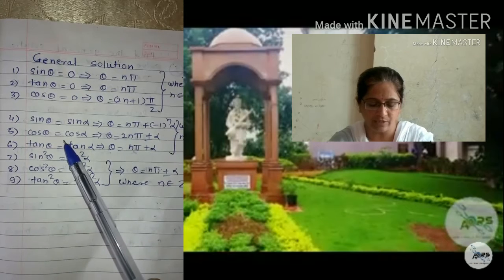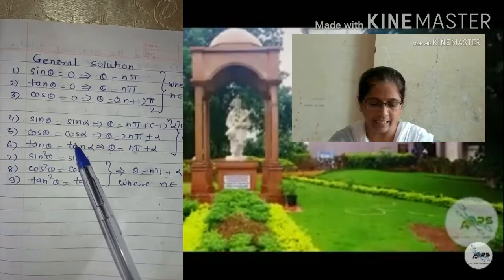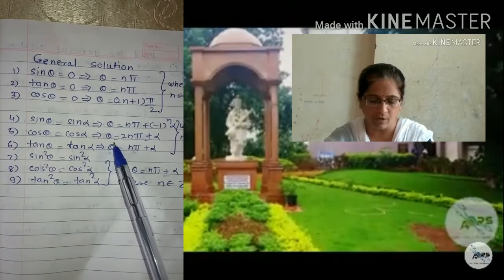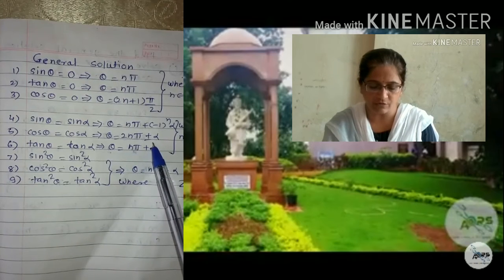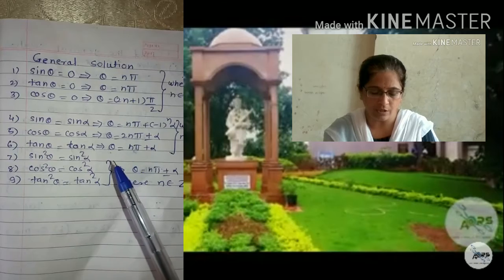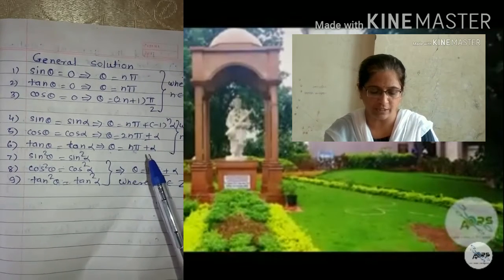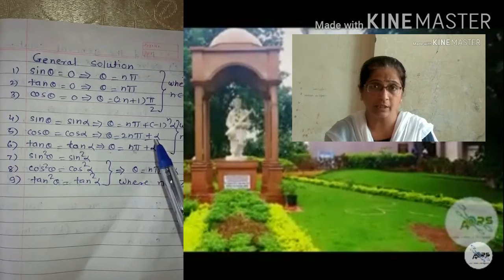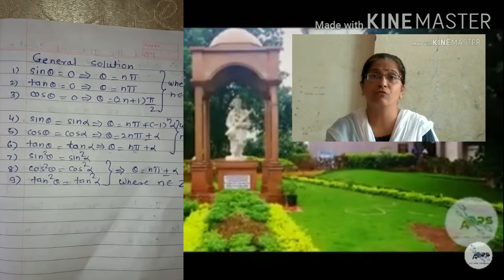Similarly for cos theta is equal to cos alpha, the formula is theta equal to 2n pi plus or minus alpha. If we are given cos theta is equal to 1 upon root 2, then again the value of alpha is pi by 4. Therefore the solution is theta equal to 2n pi plus or minus pi by 4.